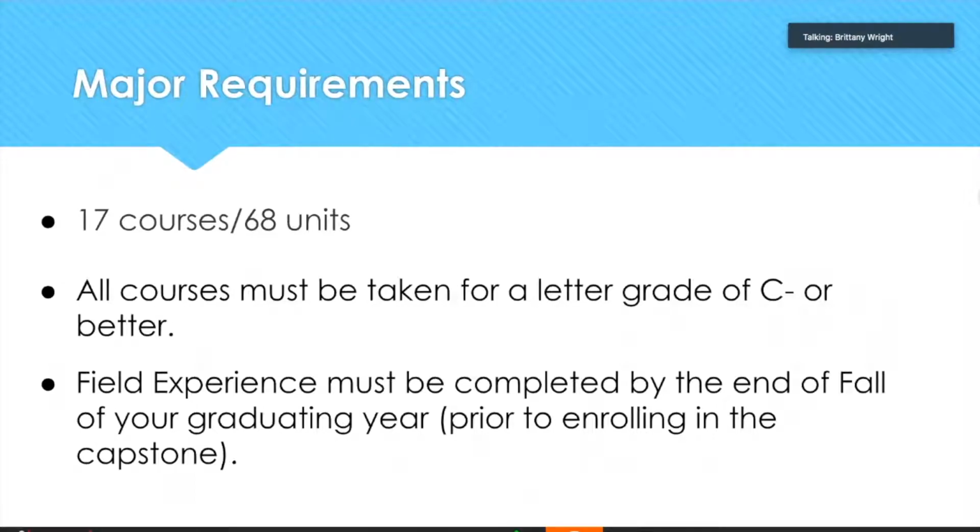Your college may have classes that you're allowed to do for a pass, no pass, so that's something you'd want to check in with them or check their website. And your global health field experience must be completed by the end of fall of your graduating year.